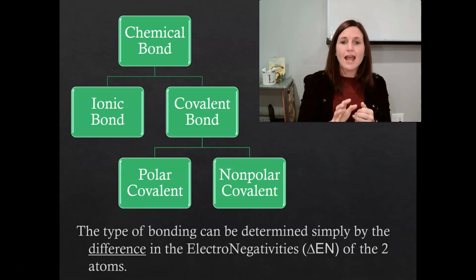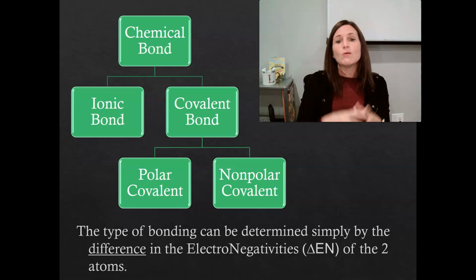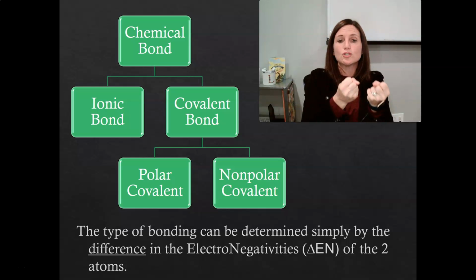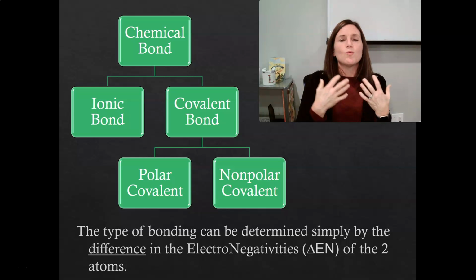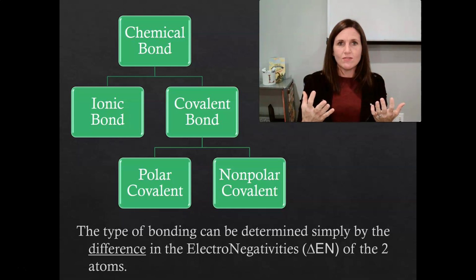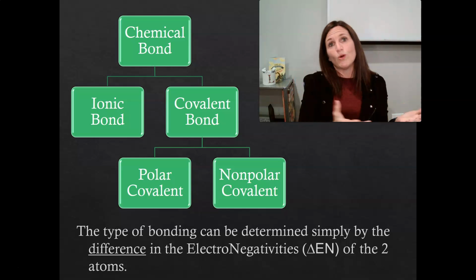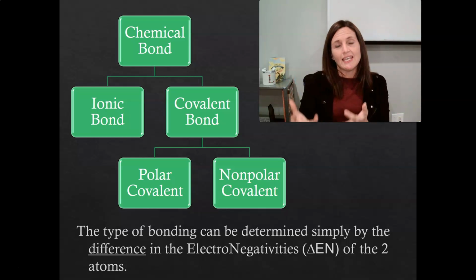So in our next look at these kinds of bonds, we are going to be determining the type of bond by simply looking at the difference in their electronegativities. Remember, electronegativity is how strongly those atoms are able to pull on an electron. So when we look at the difference in the electronegativities, kind of like looking at sports stats, we can make a prediction about which atom will win the electron when they come into an interaction.